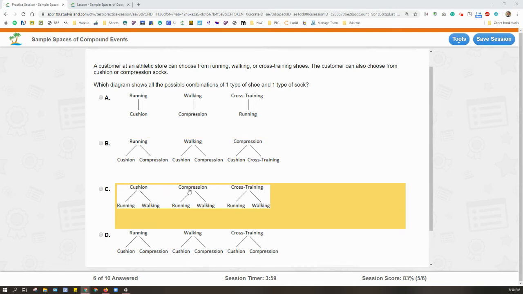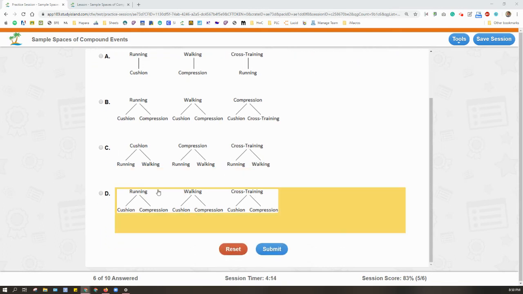C has cushion, compression, and cross-training. So again, they're mixing up the socks and the shoes, and a couple of these don't make any sense. For example, you have cross-training and walking shoes at the same time. That's not one type of shoe and one type of sock. That's two types of shoes, so that's all wrong. And finally, D: running, walking, and cross-training, the three types of shoes. Each of those with two branches, cushion and compression, the two types of socks.